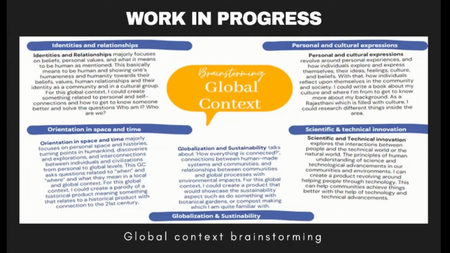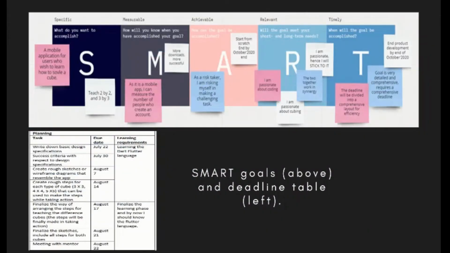I started working on my project by first brainstorming on the global context and finding the most suitable one to connect with my project. I later shortlisted personal and cultural expression. Then I conducted a SMART goals research to understand my goal better and to organize myself to reach my goal effectively. Along with this, I created realistic deadlines for my project to help me be organized.